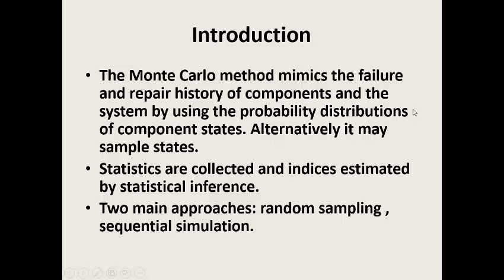Corresponding to these two approaches, there are two main approaches to perform Monte Carlo simulation. One is random sampling. It's also sometimes called the non-sequential Monte Carlo simulation. And the second is creating this history, and this is the sequential Monte Carlo simulation.